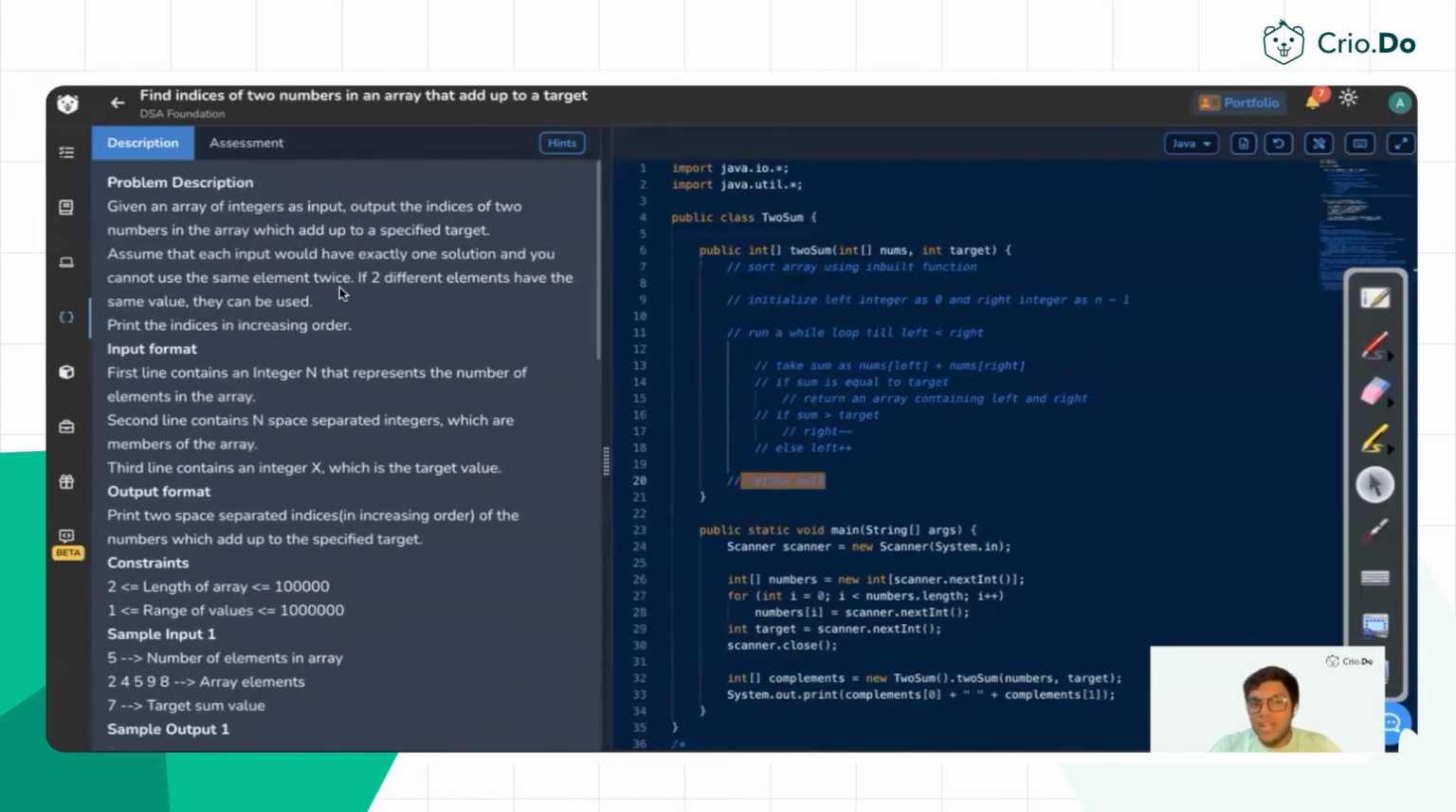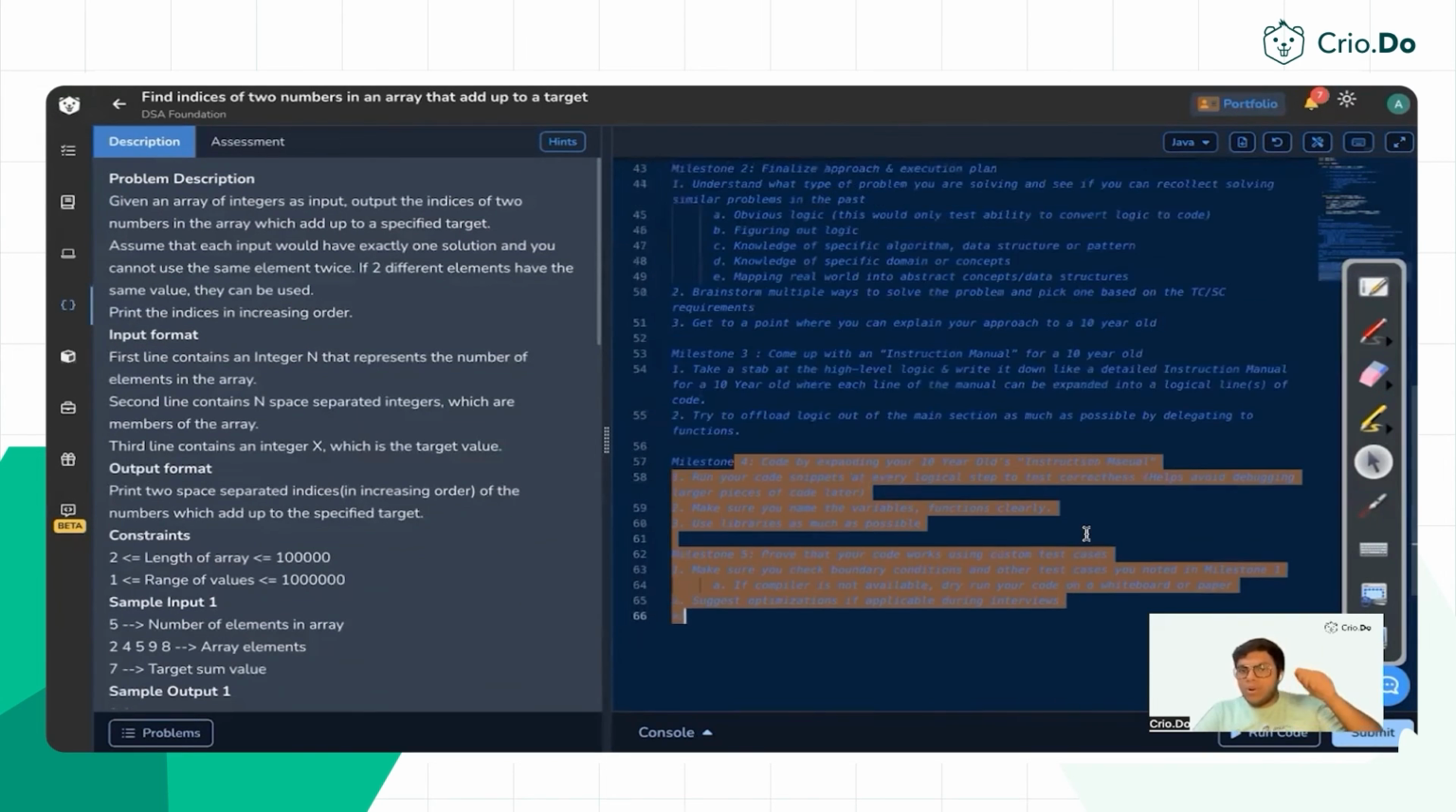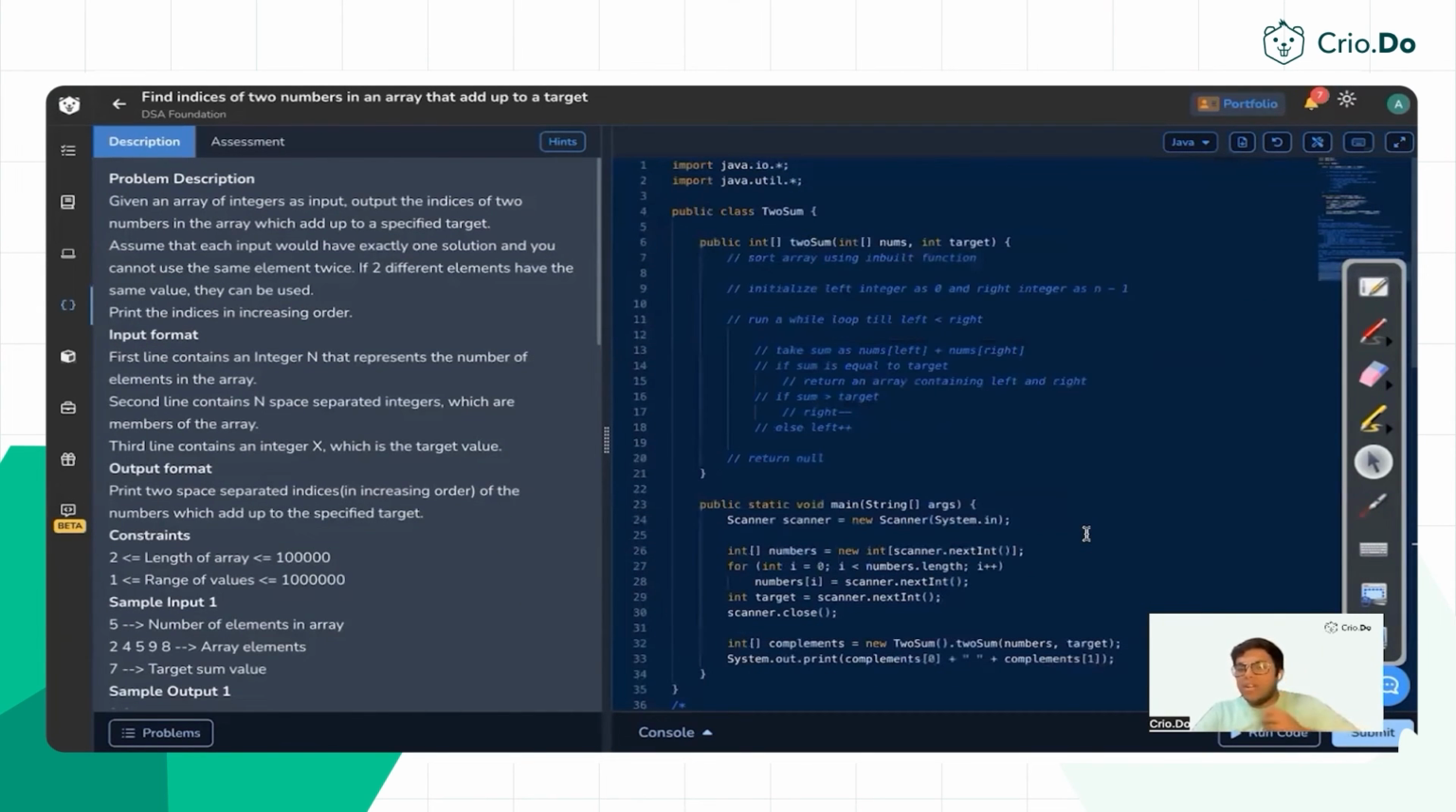Why? Because in the question, it was mentioned that there will be exactly one solution. So at some particular time, this if condition will get hit. It will never happen that it is not getting hit. So this is the entire instruction manual, where we will be coding the problem in Java, and we will also discuss some corner test cases.